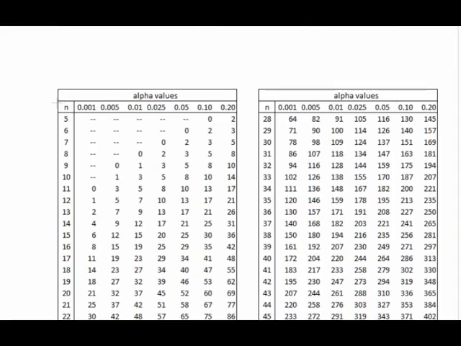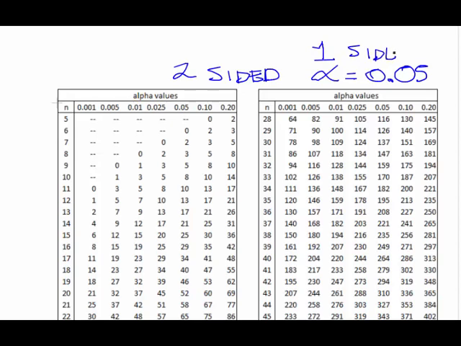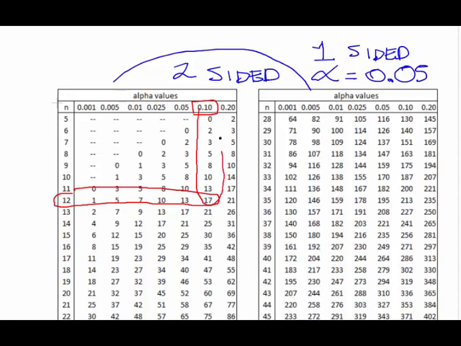Now this is important. The tables should look like this. These are two-sided tables, and we're doing a one-sided test for a 5% significance level. So what we do is go to this column here, the 10% column, and here it is. So our critical value there is 17.